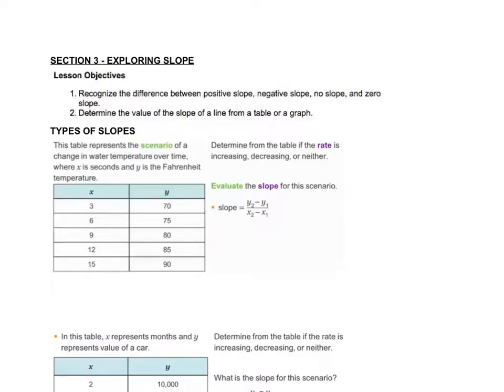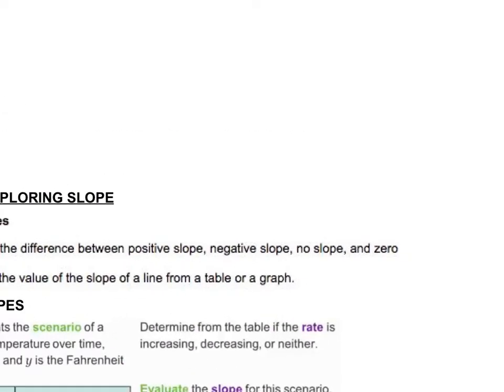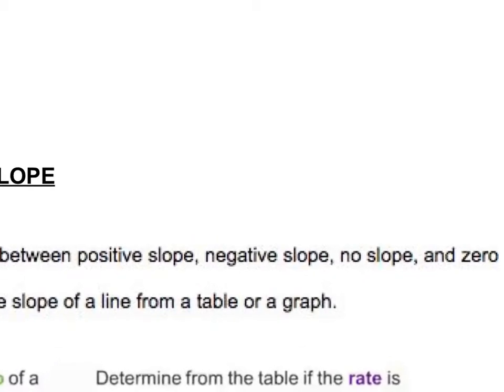This is a video over Section 3, and we're going to be exploring slope. We're going to be able to recognize the difference between positive, negative, no, and zero slope, and we're going to determine the value of the slope of a line from a table or graph. It's similar to what we were just doing, but I want to draw this little picture here to help us understand what this means. And we're going to go through and show you different examples.